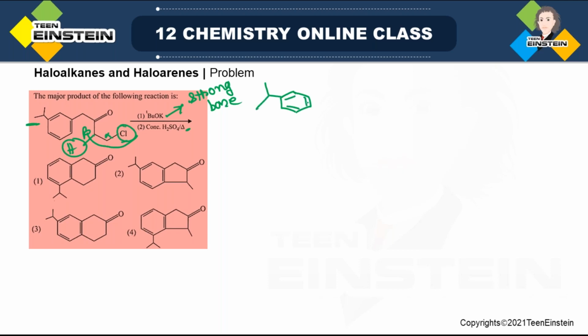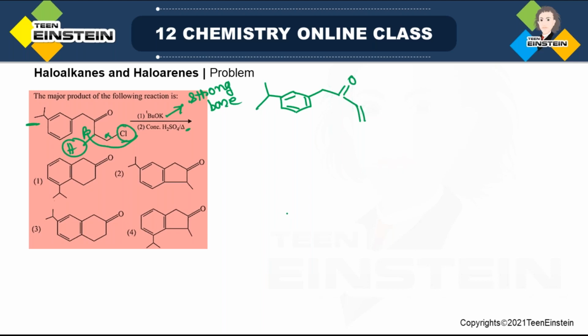The isopropyl group, in this part there is no change. After removal of this H and Cl, there will be C=C double bond generation. So this is the first structure that you will get after treating with potassium tertiary butoxide.